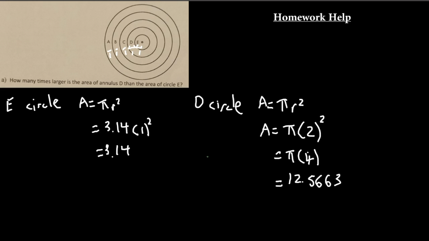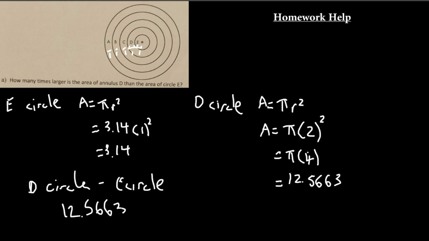Now you're going to subtract circle E from circle D, and that will give you the annulus area. So this is circle D minus circle E: 12.5663 minus 3.14 gives you an area of 9.4264 centimeters squared.